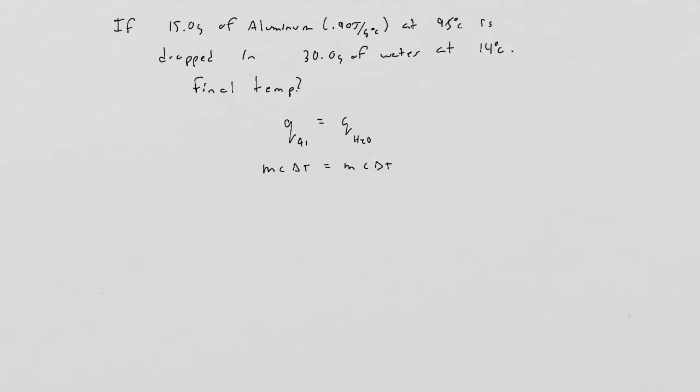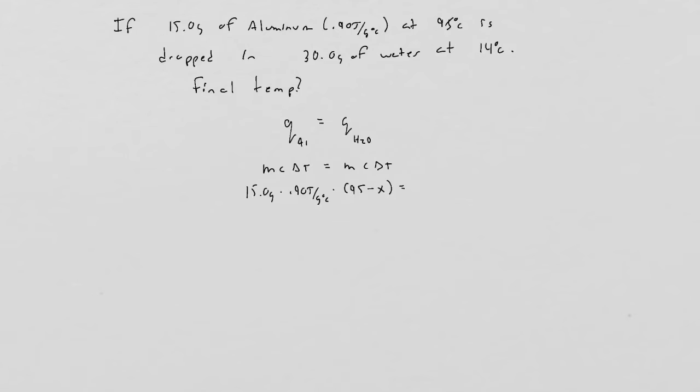So you have 15.0 grams of aluminum times the specific heat, which is 0.90 joules per gram per degree Celsius, times delta T. I tend to like to set it up this way, where I like having positive values. So basically, I would do something like this: it starts at 95 minus X, X being the final temperature. Since X is a lower value than 95, it gives me a positive number. Otherwise, I end up with negatives that fly around.